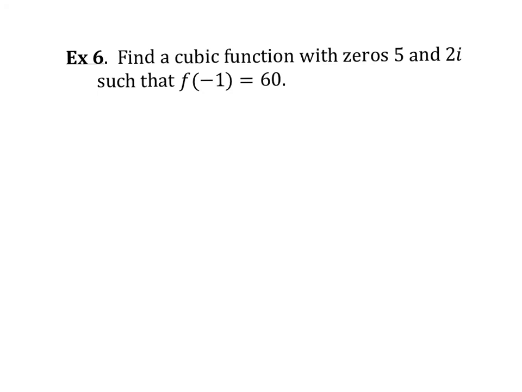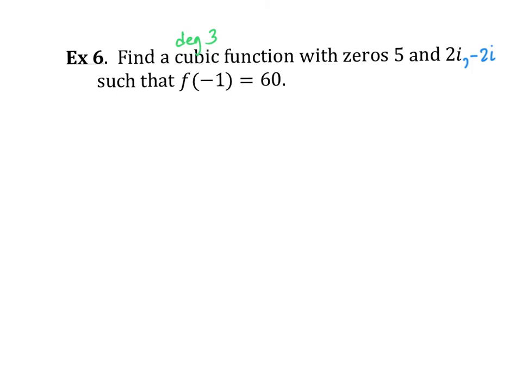Okay, the last example for this section, and this is just a variation on what we've already done. It says find a cubic function with zeros 5 and 2i such that f of negative 1 equals 60. Since it says a cubic function, this is going to be degree 3. If 2i is one of my zeros, then I can assume that negative 2i is also one of my zeros because those are complex conjugates. That also goes along with the fact that this is degree 3, and now I have 3 zeros.